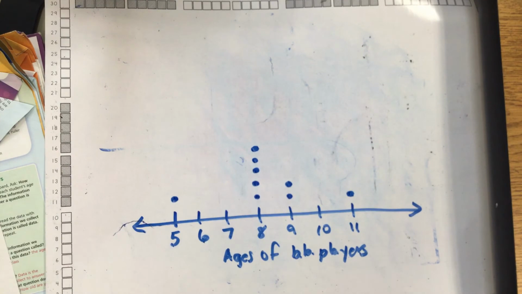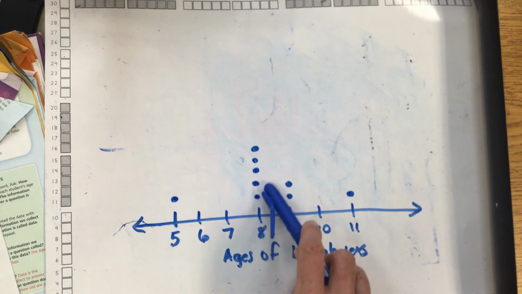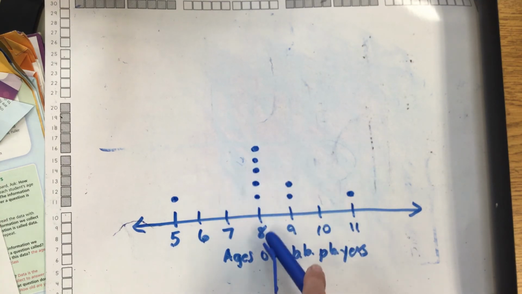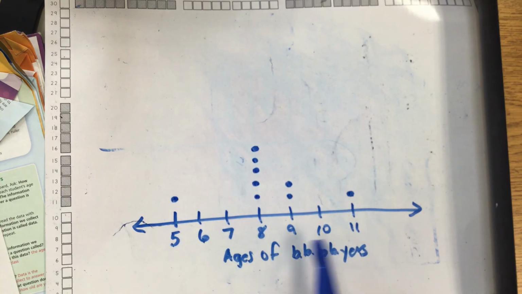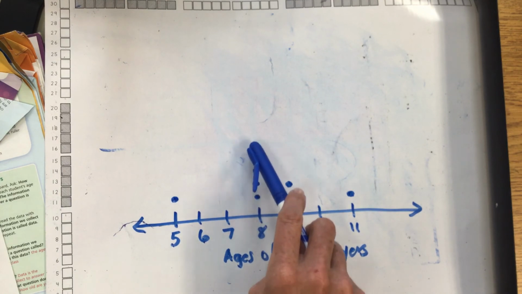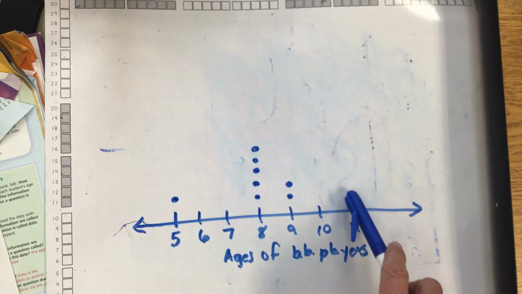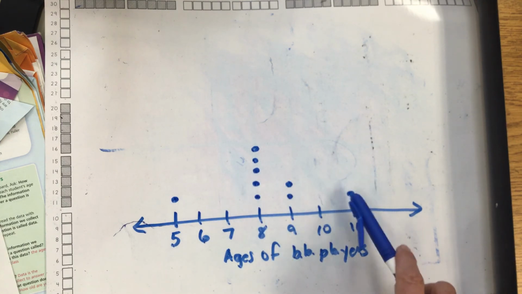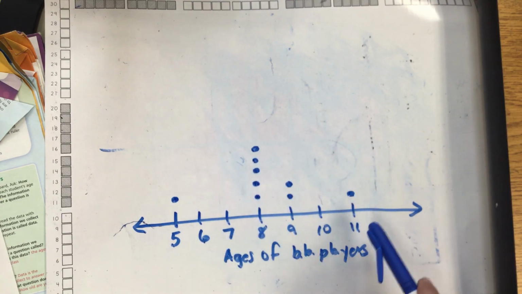Here I might ask some questions, like, the most players were what age? I'd see that these are the most dots, and each dot is a kid. So most kids were 8 years old. Or I might say, how many more kids were 8 years old than 11 years old? More than means I'm going to subtract. 5 kids are 8 years old, and there's only one kid that's 11. So 5 minus 1 is 4. So 4 more kids are 8 years old than 11.